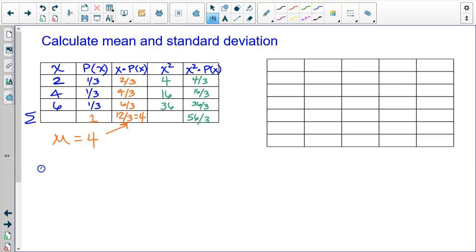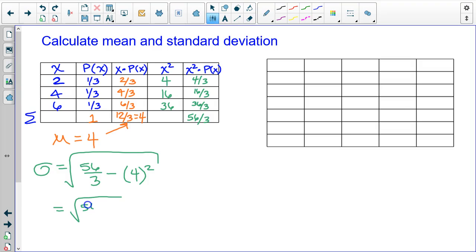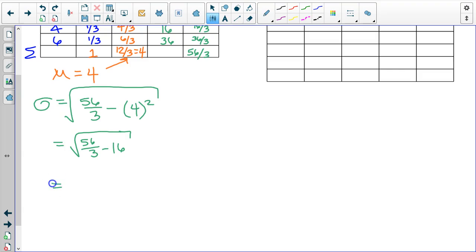All right, so now to find the standard deviation, we do the sum of this column, which is x squared times p of x, so 56 thirds, minus the mean squared, so minus 4 squared, and we square root the whole thing. Remember? Okay, so we get the square root of 56 thirds minus 16. So common denominator would be 3.